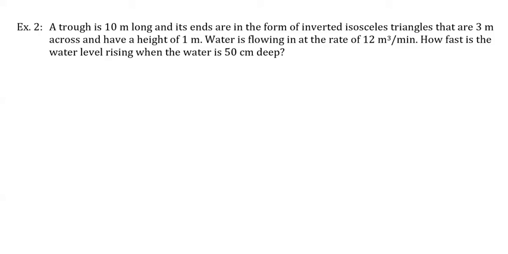So it's 10 meters long, and its ends are in the form of inverted isosceles triangles that are 3 meters across and have a height of 1. Water is flowing in at a rate of 12 meters cubed per minute. What's that telling us? Again, observations? Volume, and it's the change in volume, so it's dV by dt. Again, if you want, you can write these down as you find them.